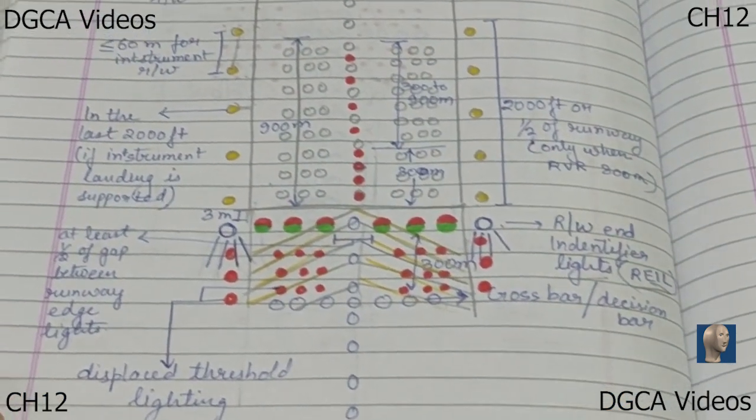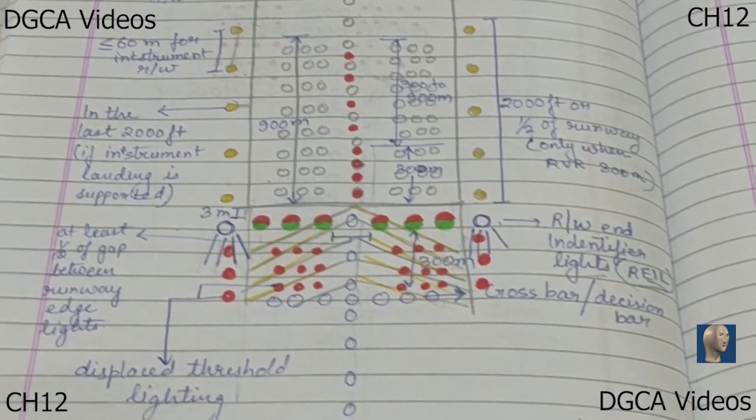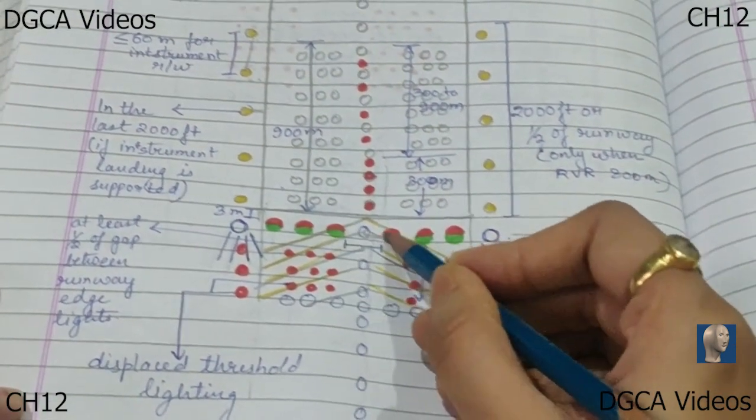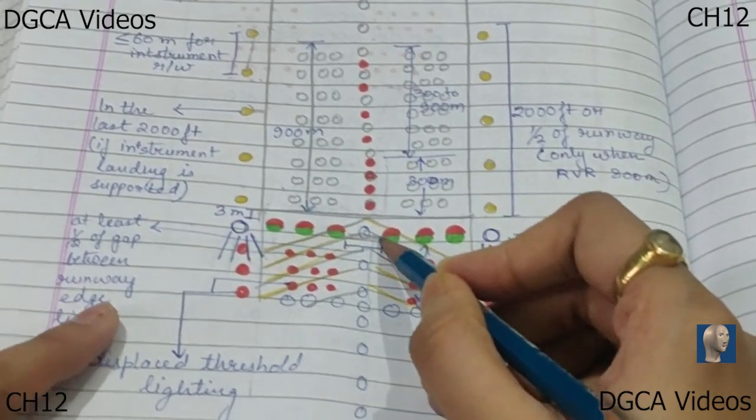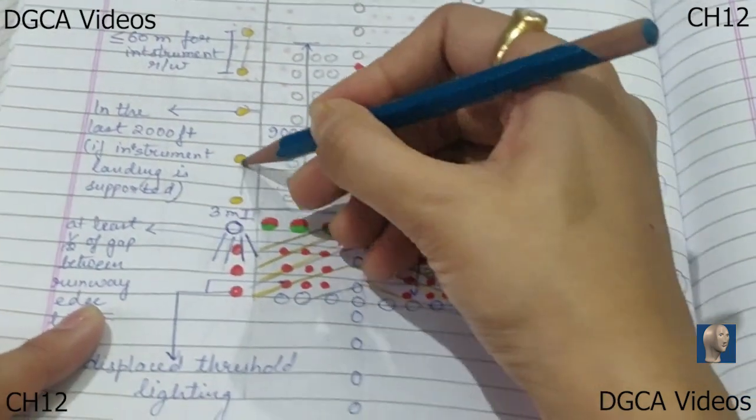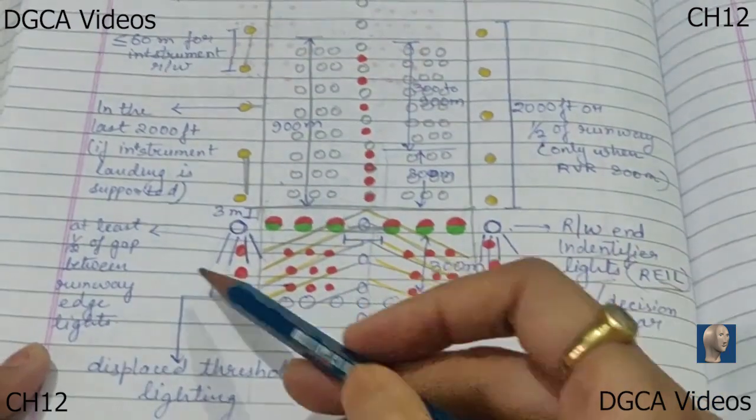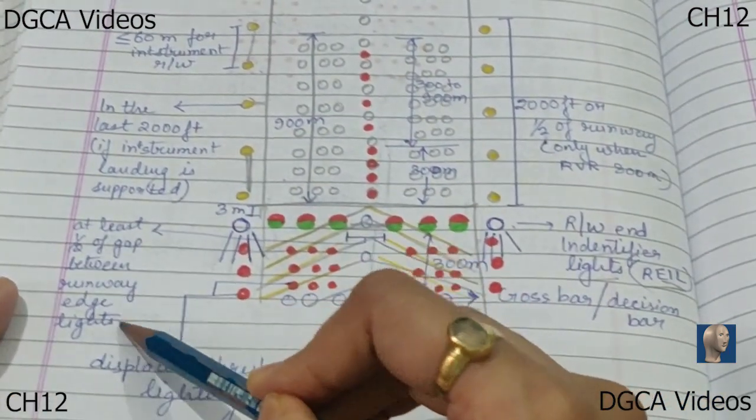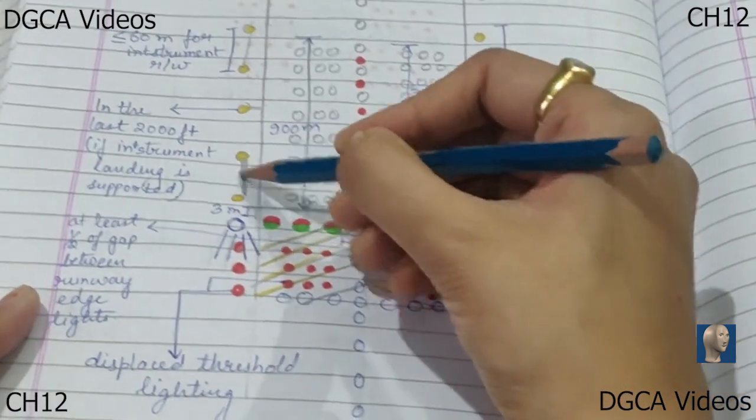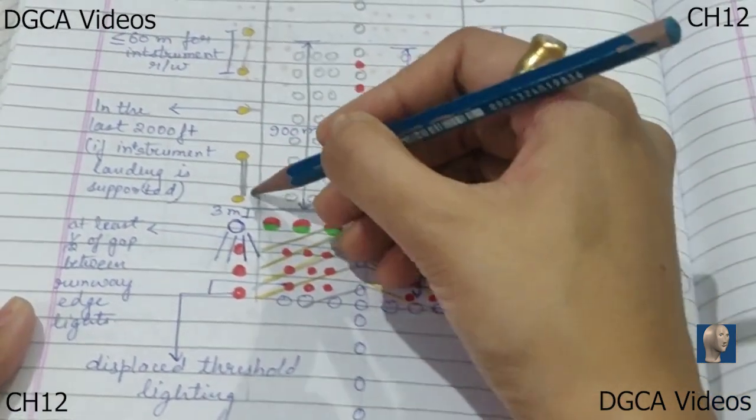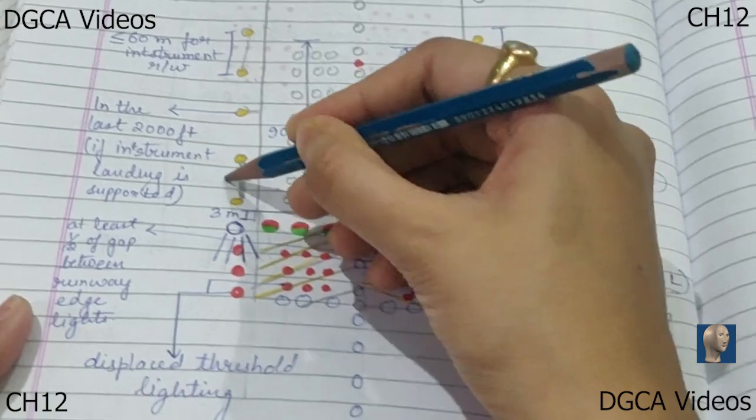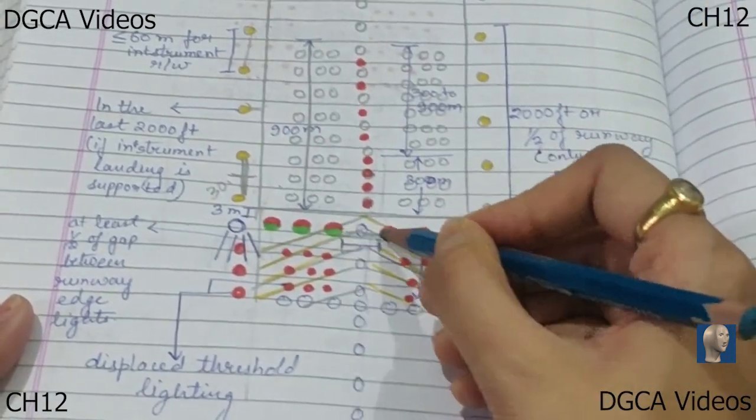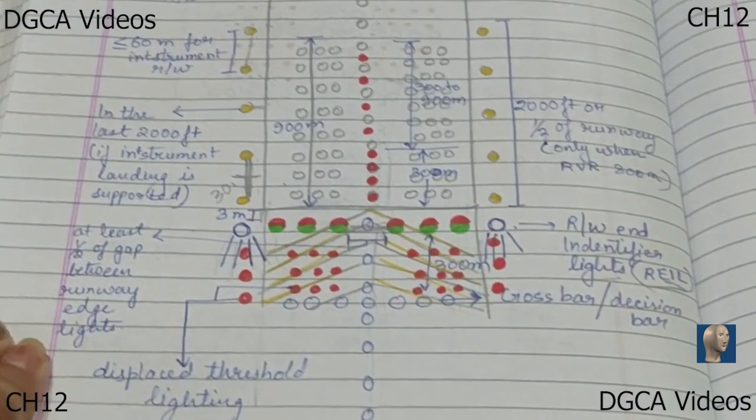At least half of the gap between the runway edge lights. Okay, one more thing, that the distance between this should be at least half of the gap between this. This is what is written here. At least half of the gap between the runway edge lights. Half of the gap of this. So whatever the distance of this is, like if it is 60 meter, then half of this is 30 meter. So at least 30 meters distance should be there between they both.